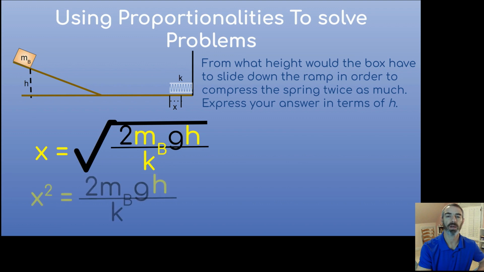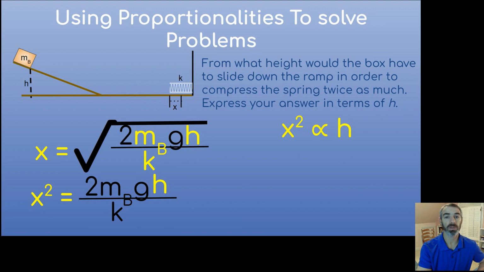Now, to use proportionalities, I'm going to get rid of the square root and square each side. And I have the 2 variables that are mentioned in our problem, highlighted in yellow, x and h, which means 2 mbg over k, that's all a constant. Nothing in those numbers or values is going to change. When I have constants, I can remove those constants from the equation, change my equal sign to a proportion sign, and that tells me that x squared is directly proportional to h.